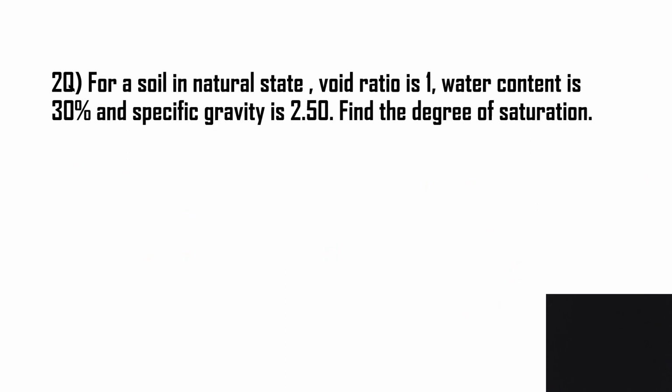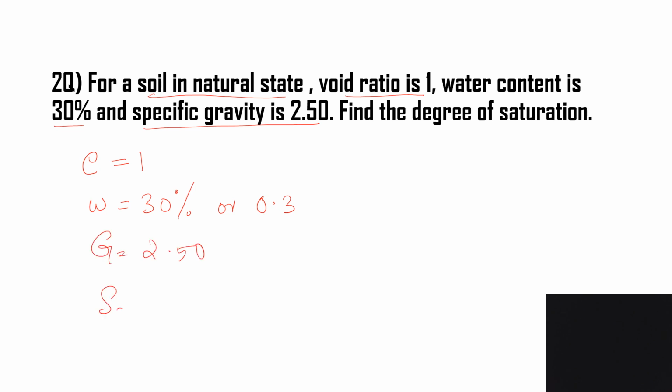Second question. For a soil in natural state, void ratio is given as 1, the water content is 30%, and specific gravity is 2.50. Find the degree of saturation. The data provided are void ratio 1, water content 30%, or we can take it as 0.3 by dividing by 100, and specific gravity 2.50. We need to find the degree of saturation.